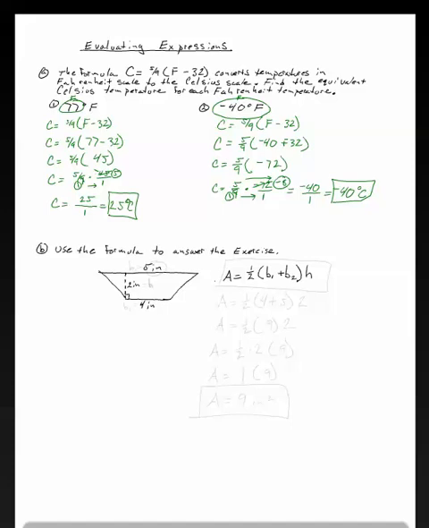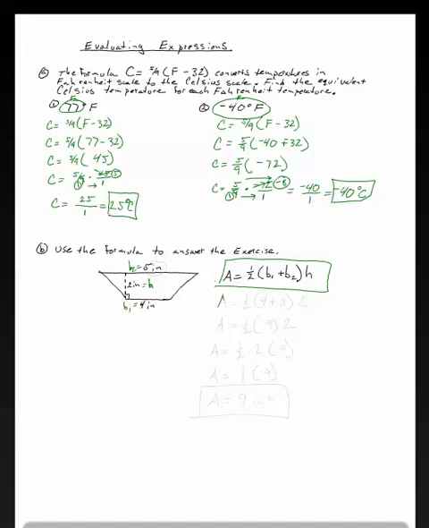In example B, it says use the formula to answer the exercise. So they give us a trapezoid. They also give us the formula for calculating the area of a trapezoid. So area, A, equals 1/2 times B1 plus B2 times H. So A is area, B1 is base 1, so let's label that base 1, which is 4 inches, plus B2, B2 is 5 inches, times the height. And the height is 2 inches.